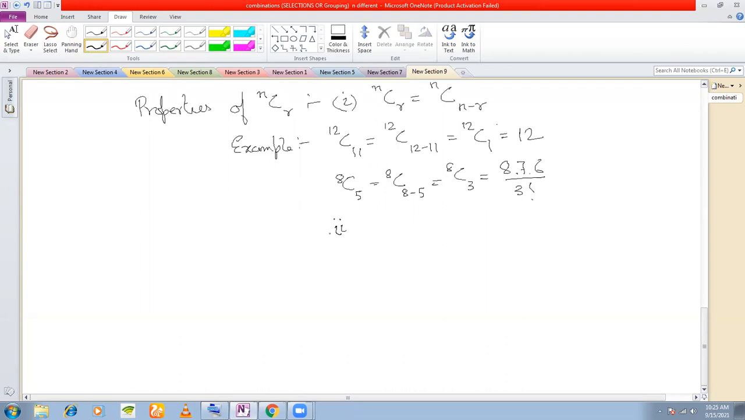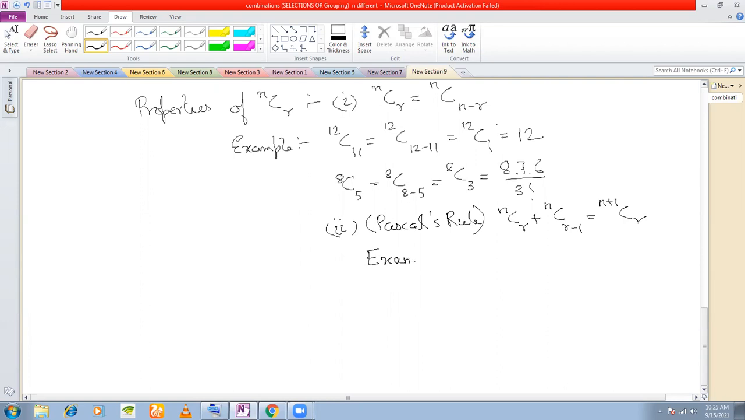Okay. The next property is called Pascal's rule. Important for multiple choice questions, not that you will come across this very often. Pascal's rule is NCR plus NC(R minus 1) is equal to (N plus 1)CR. This is called Pascal's rule. As I told you, not a very important relation, but as far as multiple choice questions are concerned, you will have to remember this.